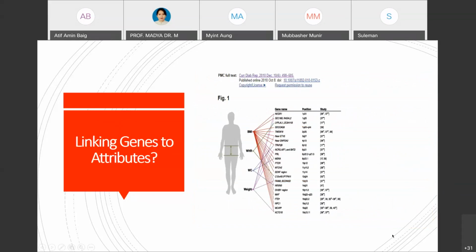So this is another very important slide, which links the entire anthropometry, or your physical makeup, with specific genes in your body. For example, BMI is associated with this whole list of genes mentioned in this table. Similarly, we have waist circumference, the waist-hip ratio, and weight. All of them are associated with different characters, different proteins and different genes.